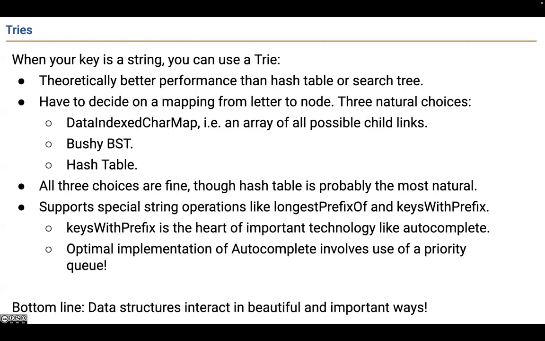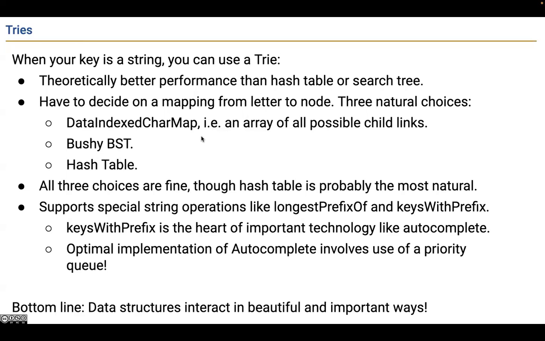And if you trusted the abstraction, you believed that whatever was in the box was a way to map characters to nodes, and how the mapping happened was not our concern, then you can swap out implementations and say, maybe I'll use one of those data indexed character maps, a big array. Maybe I'll use a binary search tree. Maybe I'll use a hash table.